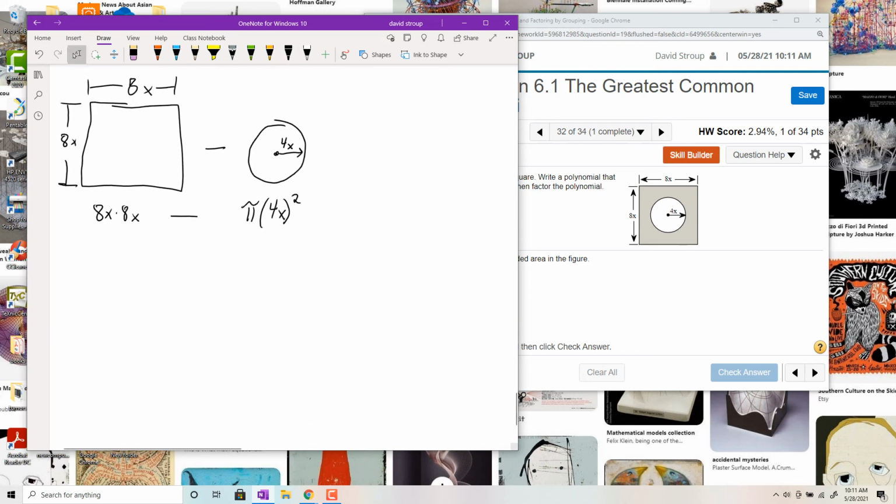Let's rewrite that. 8x times 8x is 64x squared minus pi times 4x squared. How do I figure that out? You can think of it as a distribution of this exponent, so it'd be 4 squared x squared. Or you could think of it as 4x times 4x. Lots of ways to think of it. Anyways, you'll end up with 16x squared, and then there's a pi in there. We usually put the pi after the constant, but before the variables, I believe. 16 pi x squared. Okay?